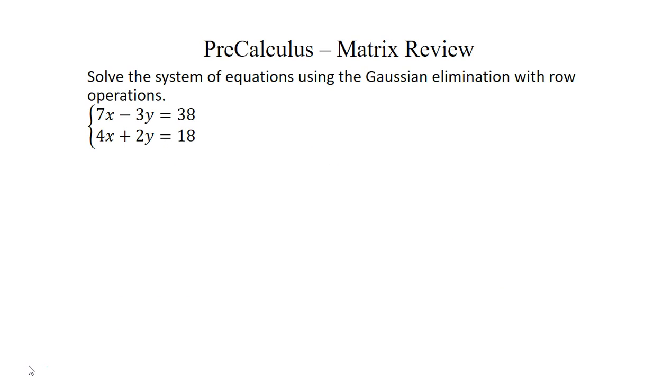Alright, for our next pair, we're going to use Gaussian elimination with row operations. So I'm going to turn this into a matrix. So using our coefficients and our constants, we have a 2 by 3 matrix. And we're going to do row operations to isolate a variable. So we're going to try to make the 4 become a 0. So I'm going to take the first row and multiply it by 4, and the second row multiply it by negative 7. So this will eliminate the x coefficients.